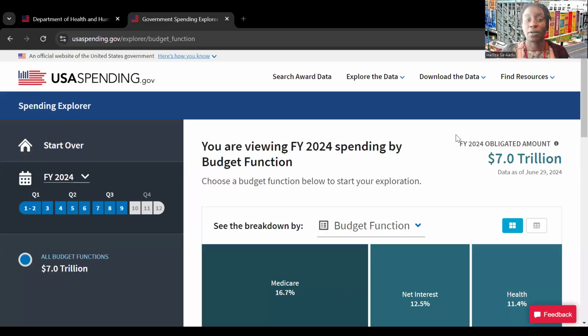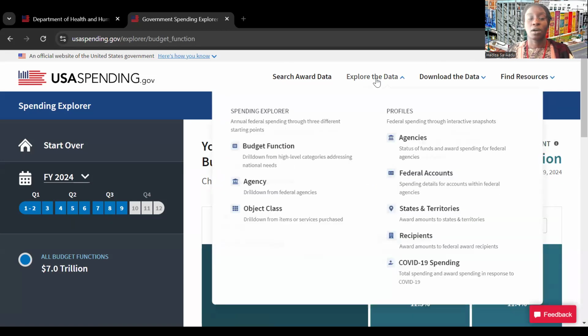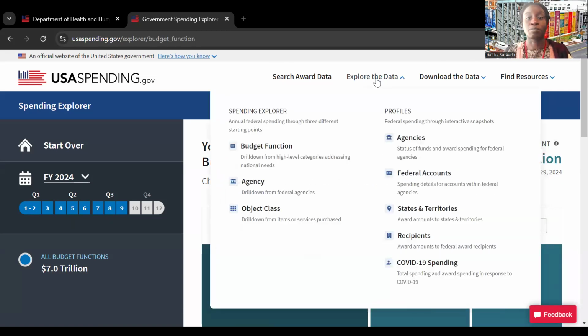Okay, we are now in the Government Spending Explorer. When you are on the USAspending.gov homepage, just make sure you have taken note of the menu tab here. We're going to be at the second tab, Explore the Data. On the left-hand side, Spending Explorer, Budget Function. You can see here it says we can drill down from high-level categories addressing national needs. The federal government categorizes different needs with different names.